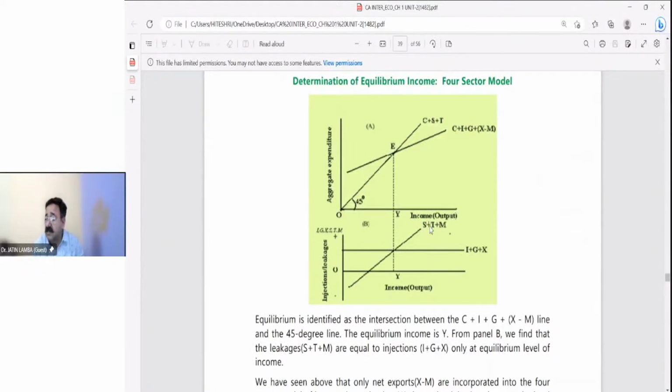These are the leakages, and the saving function is upward sloping from negative. I have already explained. And these three things are constant. I is taken constant, G is taken constant, export is taken constant. So in the same way where the aggregate supply, AD-Y approach equilibrium, the same leakages and injection approach is also equilibrium.